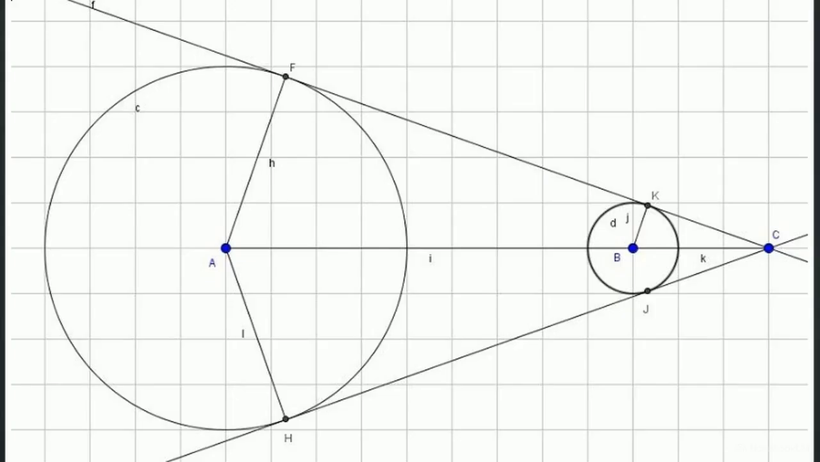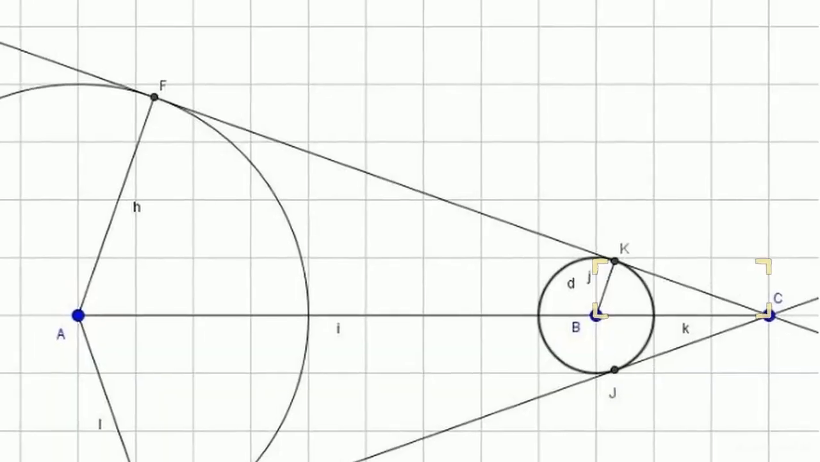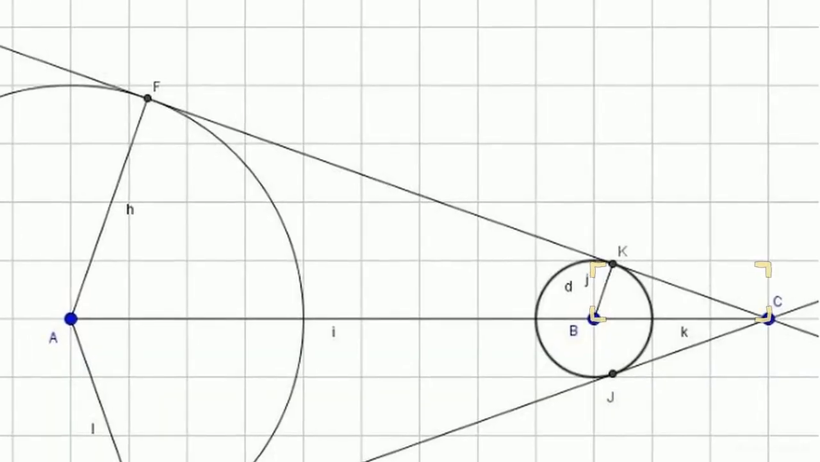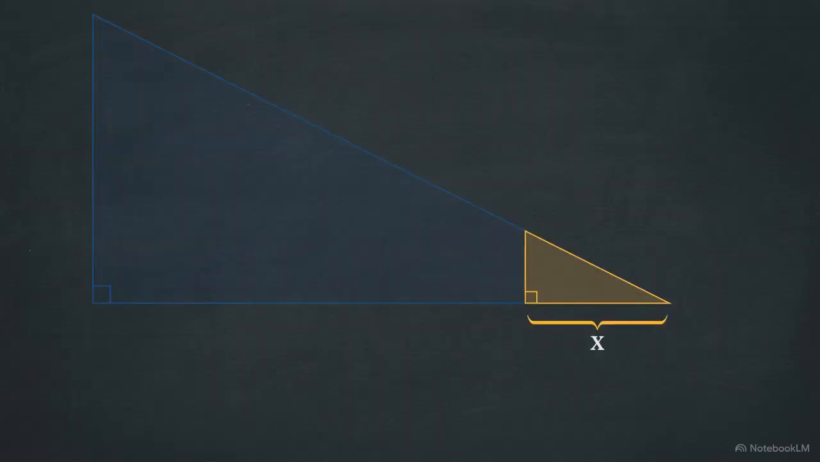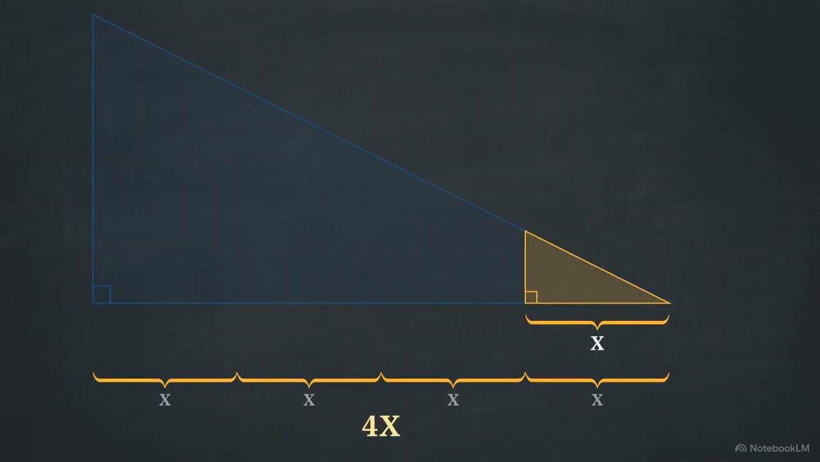A horizontal line connecting the centers to point C, where tangents meet, and vertical radii create 2 similar right triangles. If the Moon's radius is 1, the Sun's is 4, and the Moon's distance is x, what is the Sun's distance? The answer is 4x. A solar eclipse is a predictable geometric event, governed by the fixed ratios of these similar triangles.